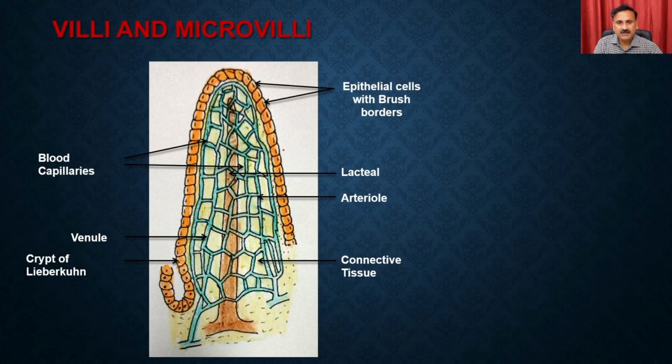What you see here is the structure of the microvilli, where you have the epithelial cells with the brush border. That increases the surface area and helps in digestion and absorption. Then you also have very thin blood capillaries forming an extensive network within the villi and microvilli, which helps in taking up the nutrition from the food.